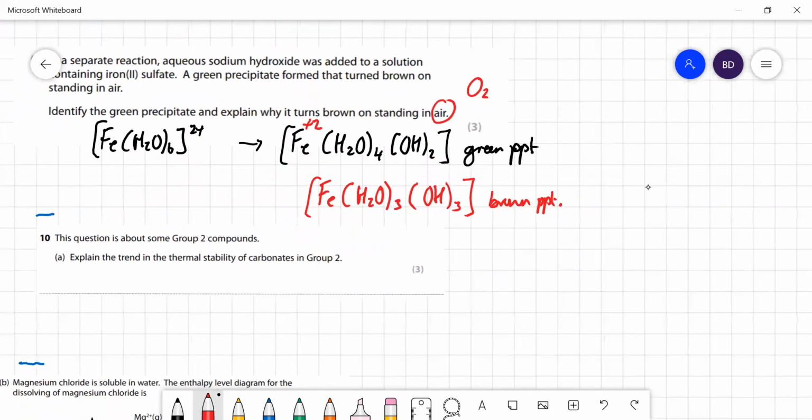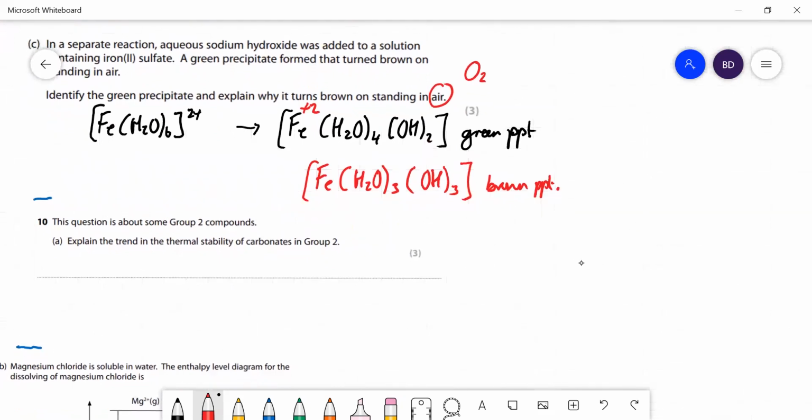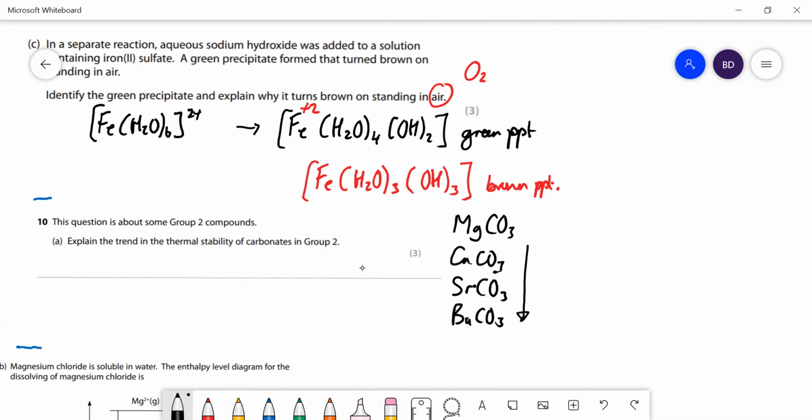And question 10. Okay, so about the thermal, explain the trend in thermal stability of the carbonates in group 2. Right, you have to know that as you go down group 2, the carbonates become more stable. MgCO3, calcium carbonate, strontium carbonate, barium carbonate. You have to heat them to a higher temperature to make them decompose.